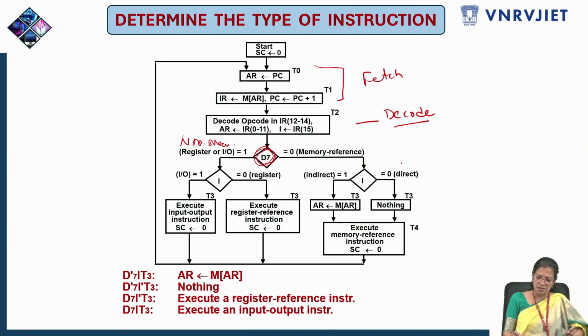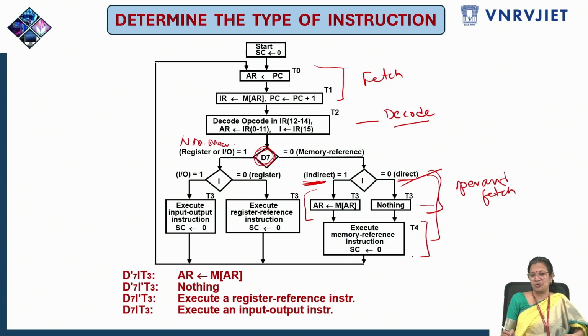If it is direct addressing, during the next clock nothing will happen, time will lapse. Whereas if it is indirect addressing, again a memory fetch needs to be done, I mean the operand fetch. So this part is for the indirect addressing. The entire part is for the operand fetch in case of a memory reference instruction. This is for direct and this is for indirect addressing. After fetching the operand, the memory reference instruction's execution takes place during T4.